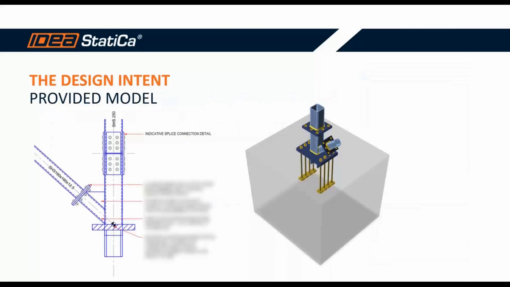So this time, we decided to do the Connection Wednesday webinar a bit different than the previous ones, where we were actually focusing on a customer project and a help desk highlight. This time we're going to focus entirely on some of the common mistakes that a rookie can make when designing and code checking steel connections with StatiCa.